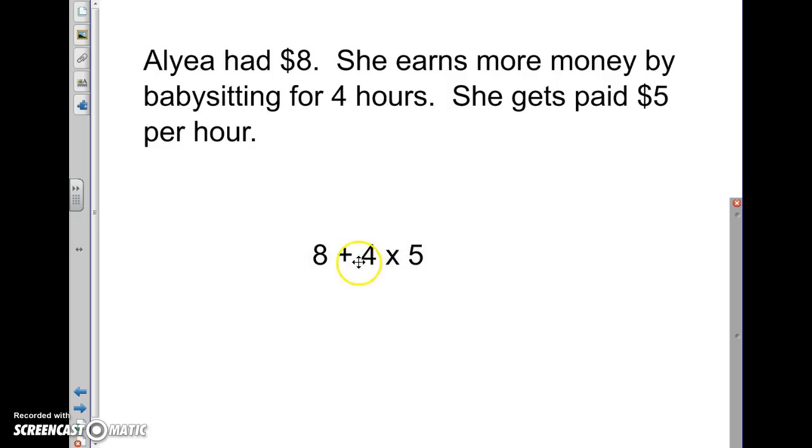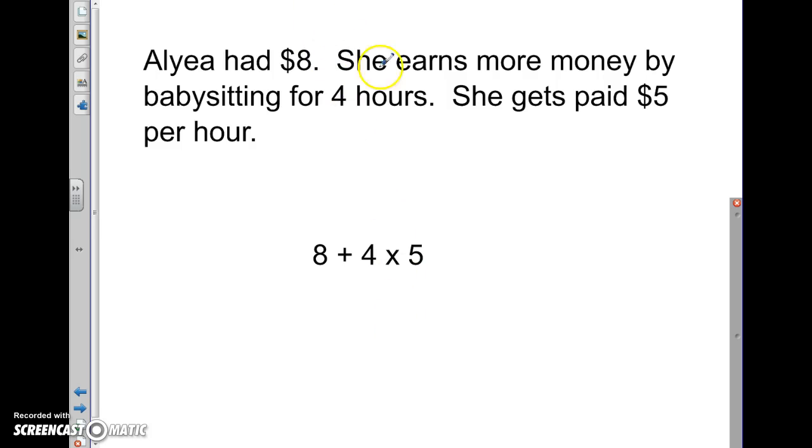Would it matter if we put the 4 times 5 plus 8? No, it'd be the exact same thing. And my other question is, would we need to put parentheses here? Because we know that we don't want to add 8 to just 4, right? We want to add the 8 to the 4 times 5. So is it necessary to put parentheses around 4 times 5? The answer is no, it's not necessary.